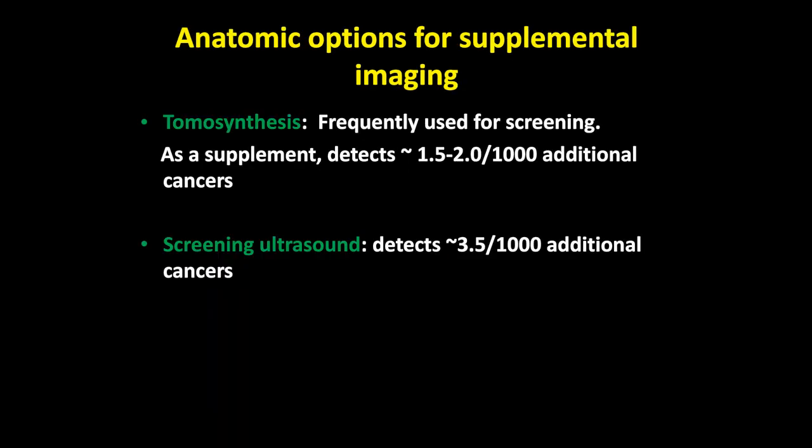We have anatomic options for supplemental imaging. Tomosynthesis, which now is almost always used for screening in about 30% of the centers in the United States, can also be used as a supplemental exam, and it detects an additional 1.5 to 2 per 1,000 cancers compared to regular mammography. Screening ultrasound detects approximately 3.5 per 1,000 additional cancers. So if you add the two, you will get some additional cancer pickup in women with dense breasts.